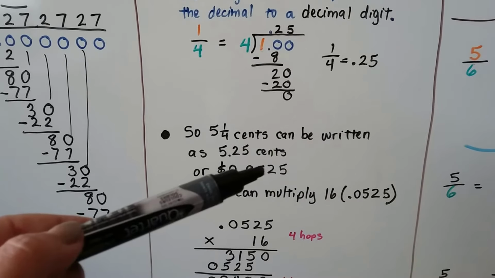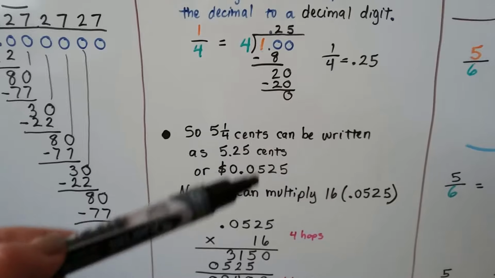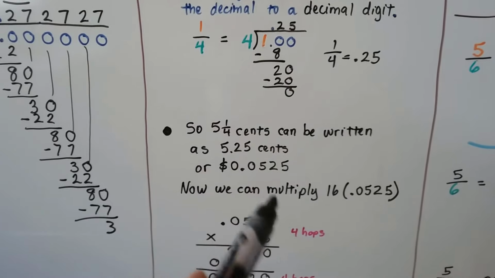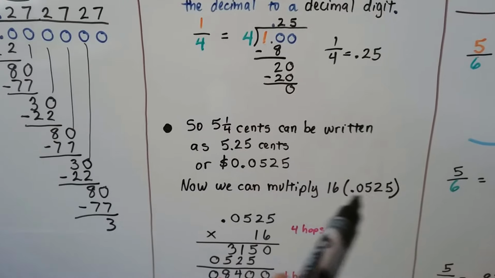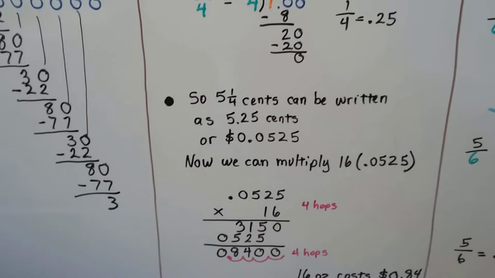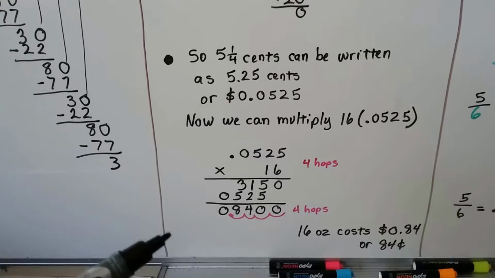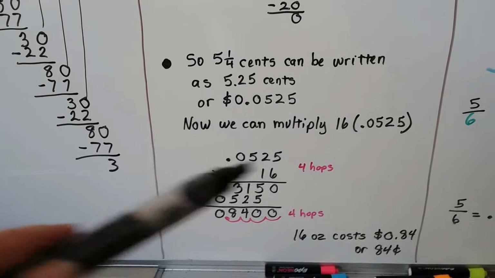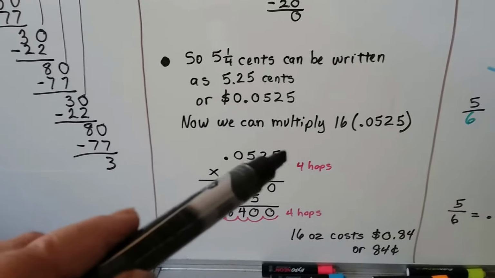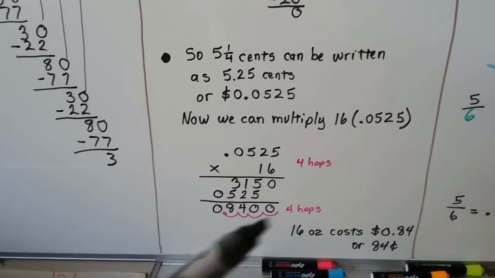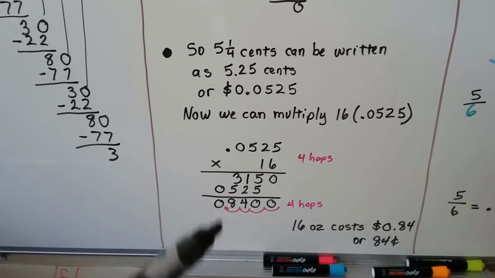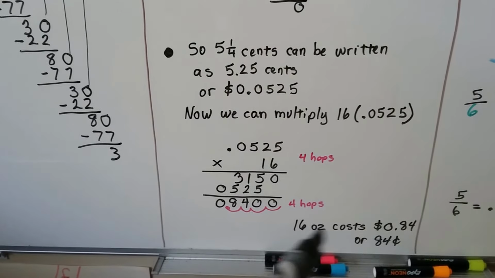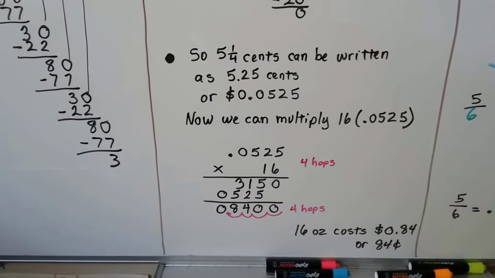So if this is 1 ounce and we need 16 ounces, we need to multiply this decimal, this 0.0525, by 16. All right? Remember, parentheses means multiplication. You can quickly do it on your calculator, or you can do it by hand, multiplying a 2-digit number. Just remember, however many hops for the decimal is in the equation is how many go in the product, okay? So we'd end up with 0.84, which is 84 cents. That would be the cost of 16 ounces, okay?